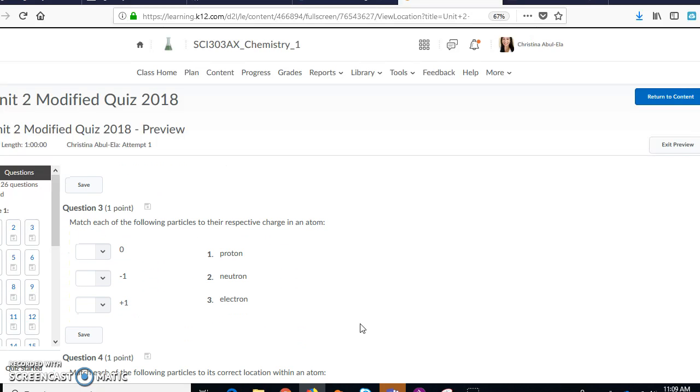Question 3. Match each of the following particles to their respective charge in an atom. We have 0, -1, +1, proton, neutron, electron.